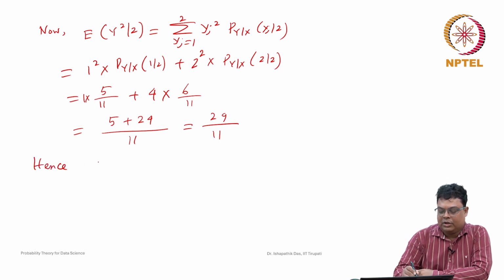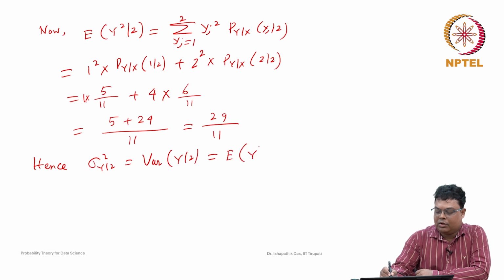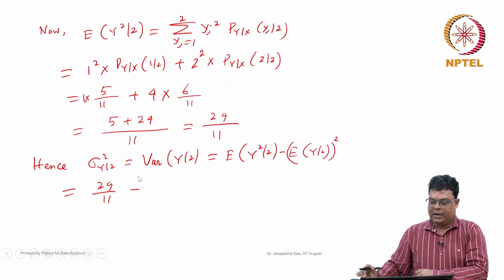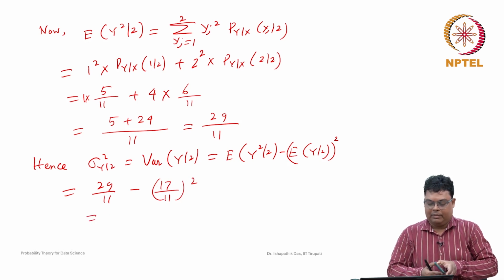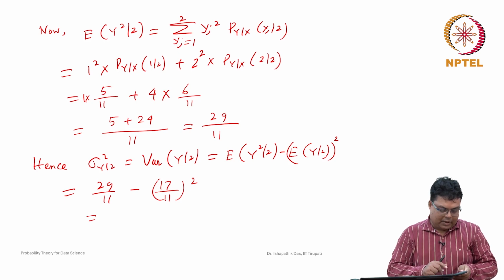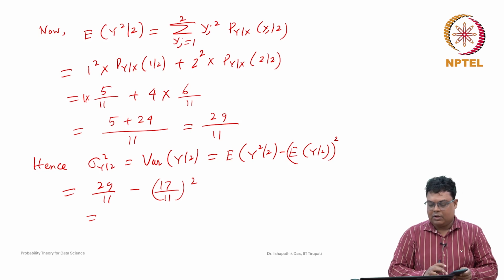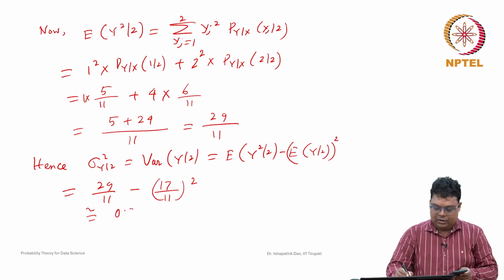Hence using the formula, sigma square y given 2, which is the variance of y given 2, is the expected value of y square given 2 minus the expected value of y given 2, whole square. All the values are known to us now: 29 by 11 minus 17 by 11 whole square. You can use a calculator to find the value. It will be approximately 0.248.